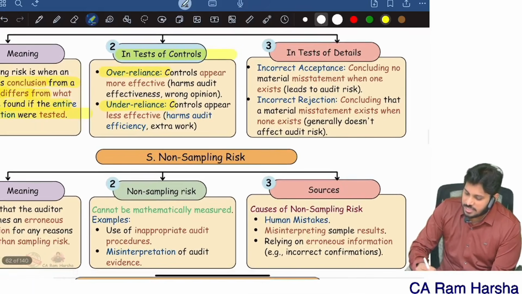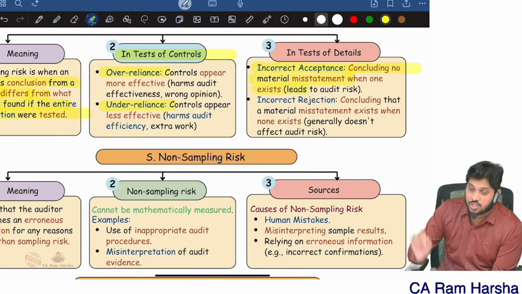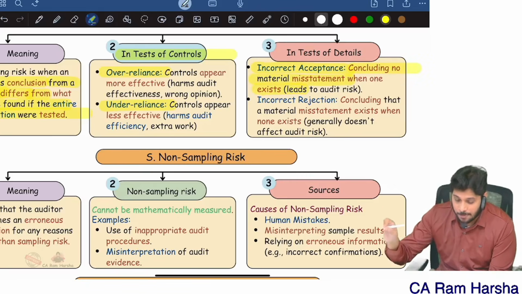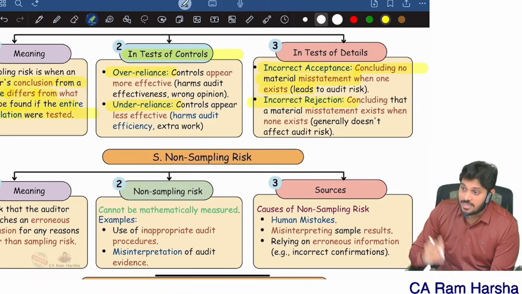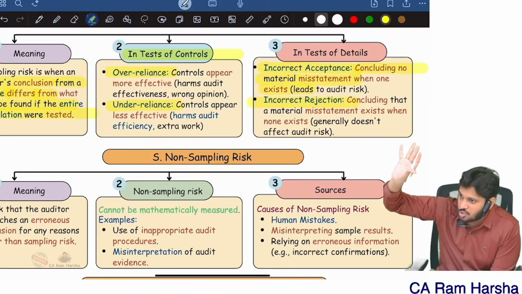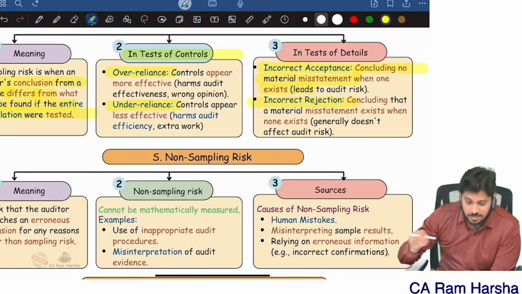In case of test of details, incorrect acceptance. Incorrect acceptance means what? Concluding that there are no mistakes when they actually exist in the population. Incorrect rejection. Concluding that there are a lot of mistakes and rejecting the population as wrong, when in fact there are no material misstatements.